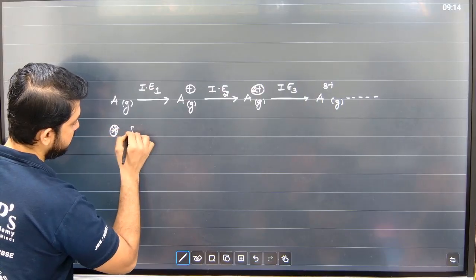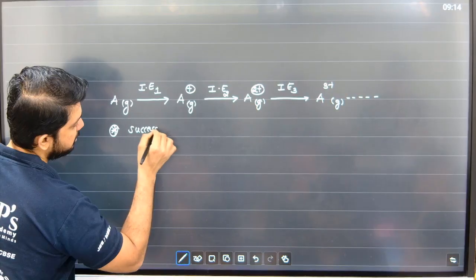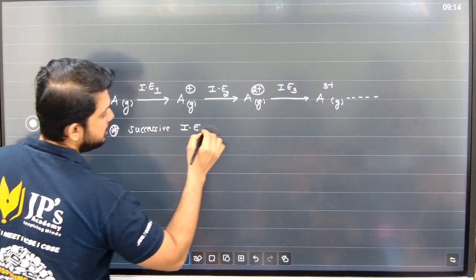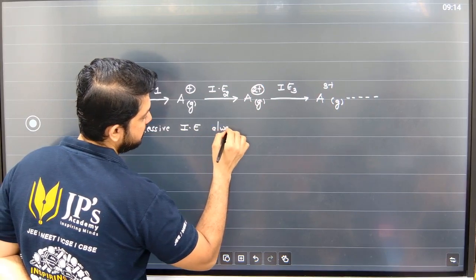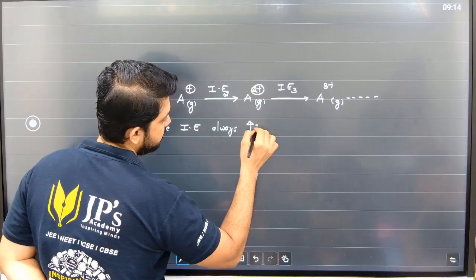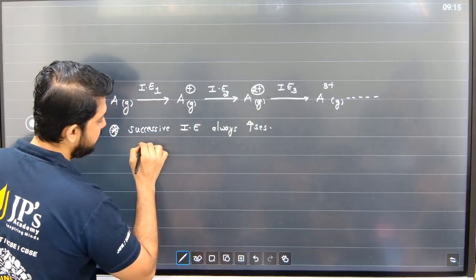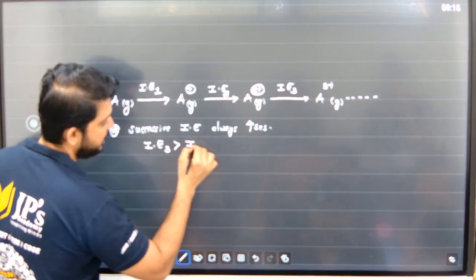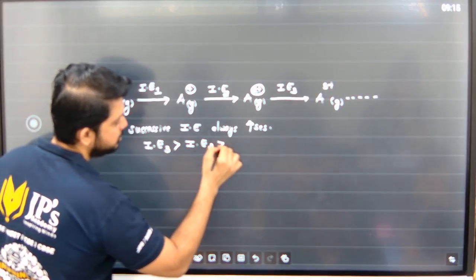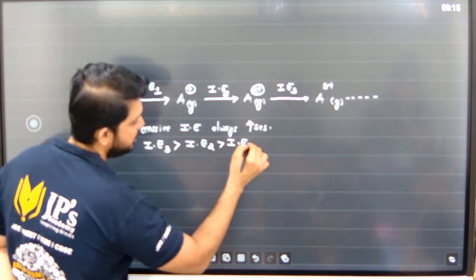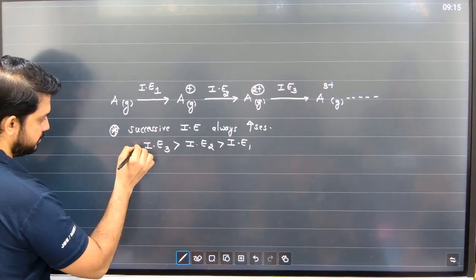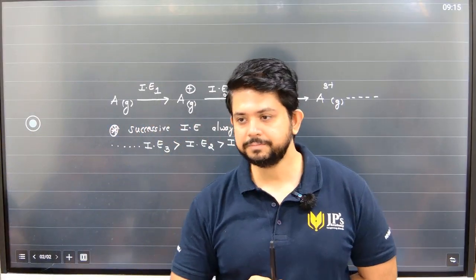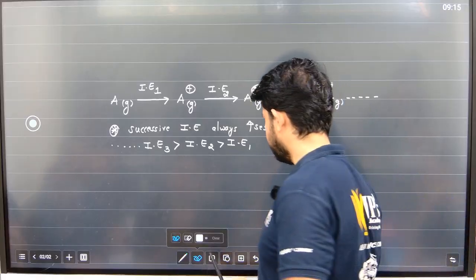आई डोंट नो ये आप 10th स्टैंडर्ड तक करते थे क्या, but successive ionization energy always increases or is always greater. So if I compare IE3, it will be greater than IE2, which will be greater than IE1. With me? But let's say I want to compare this.